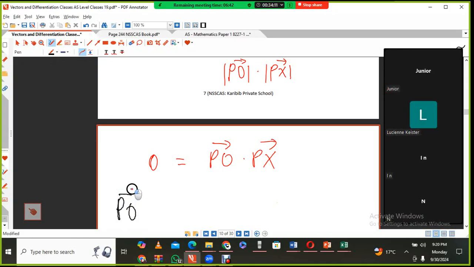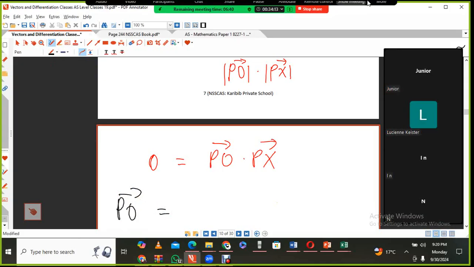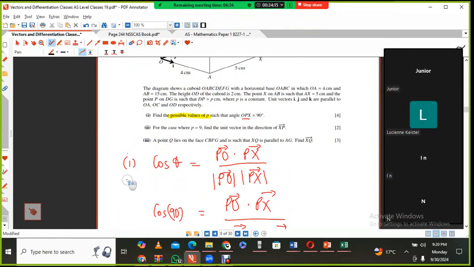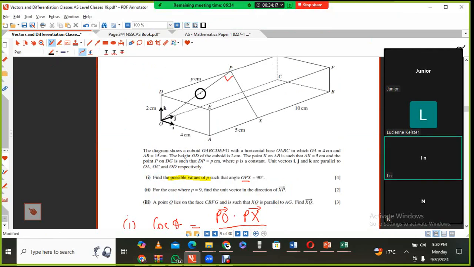Look at the diagram. How do we go from P to O? You go from P to D, plus D to O. You agree? You go from P to D, and D to O. Okay?